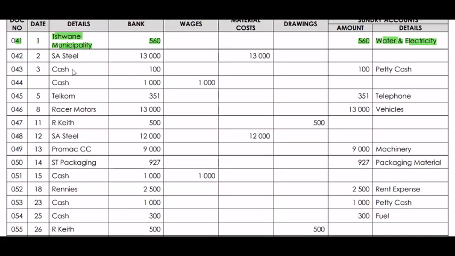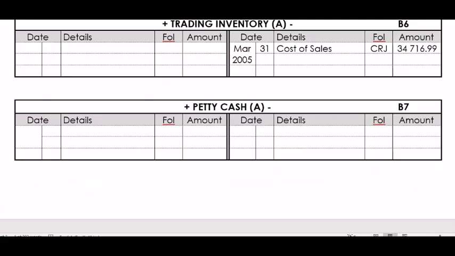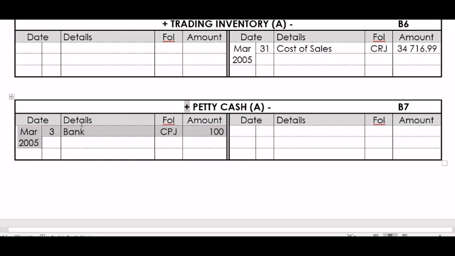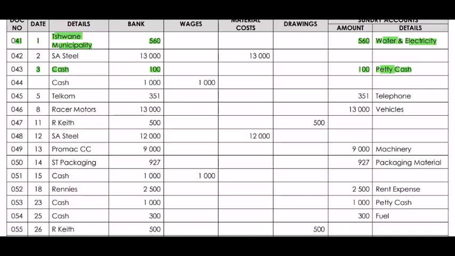Then the next one was on the third, we had petty cash for 100 Rand. So you go to petty cash in your ledger. On the debit side, on the plus side, you will see it will be on the plus side the whole time. You write March 2005. Remember to write the third because that's when this transaction took place. Bank CPJ 100 Rand. Then the next one is telephone on the 5th. Remember we're only focusing on sundry accounts now, and the value is 351 Rand. So you go to telephone in your general ledger. On the debit side, you will write March 2005, the 5th, bank CPJ.